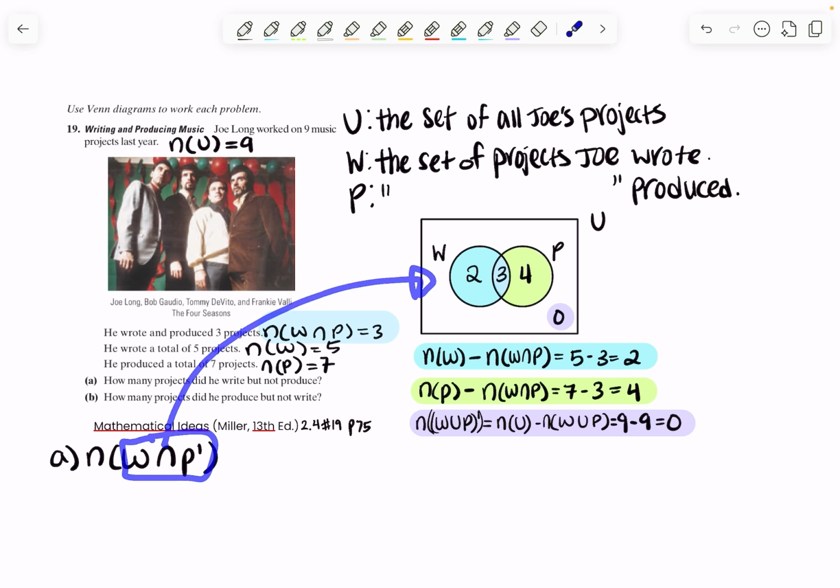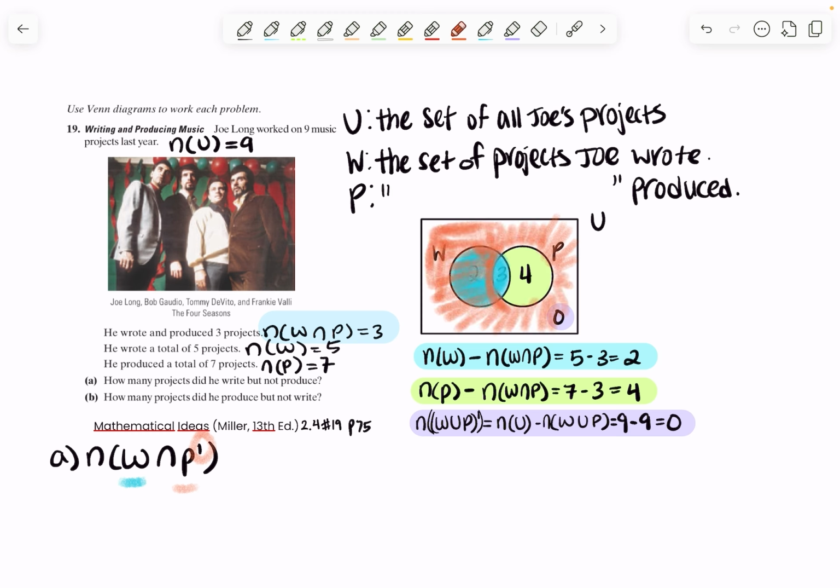What is the region that this set describes? Well, we're looking at set W, which is this entire set over here. That's anything but set P. So that's literally anything outside of the P circle, including all of this space right over here.